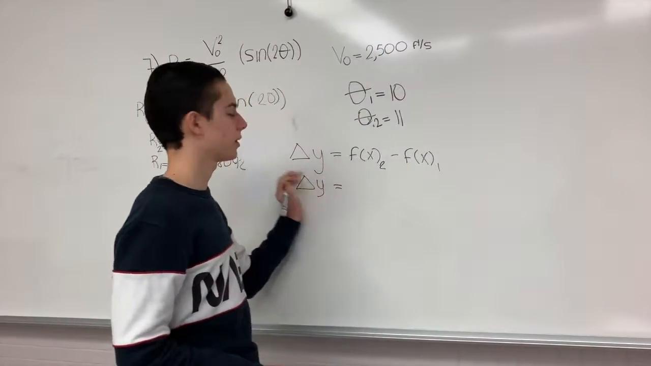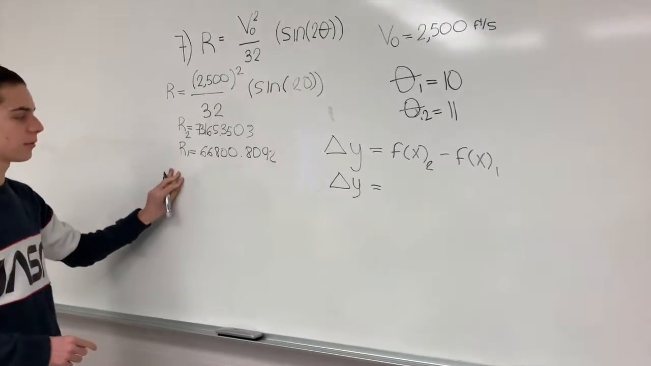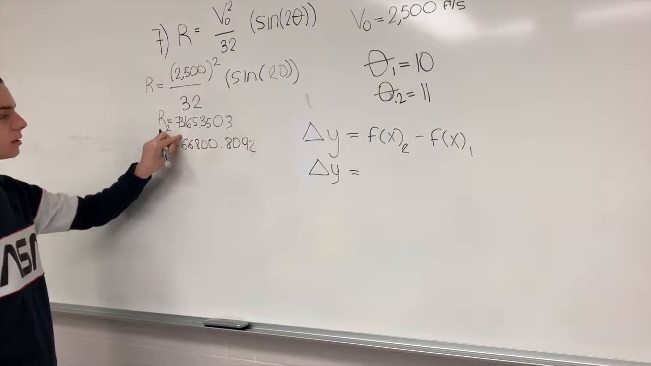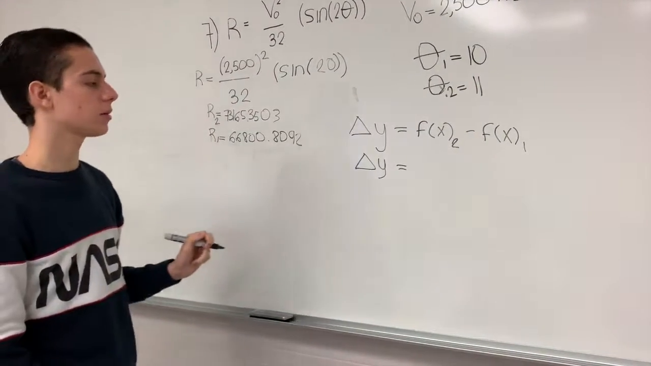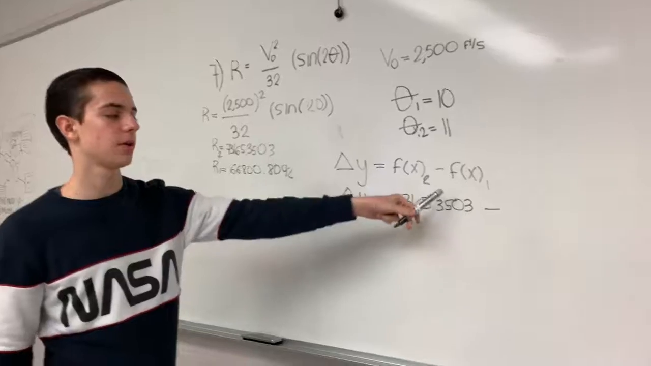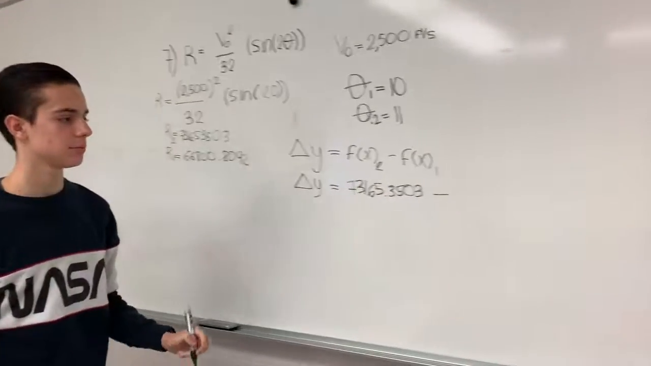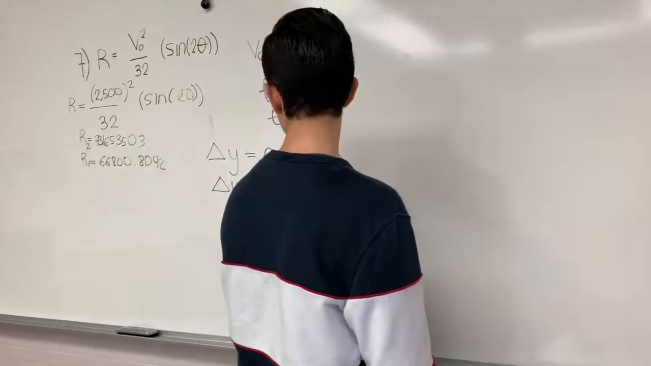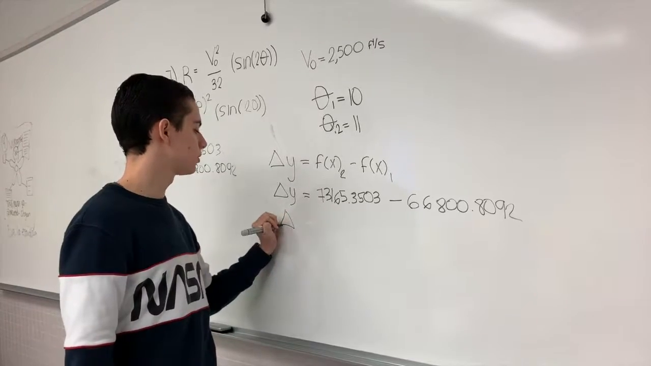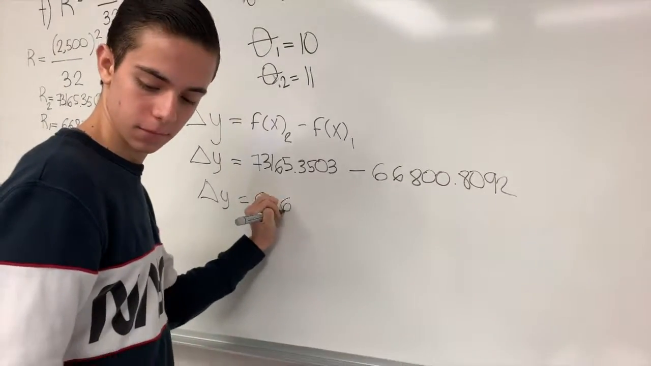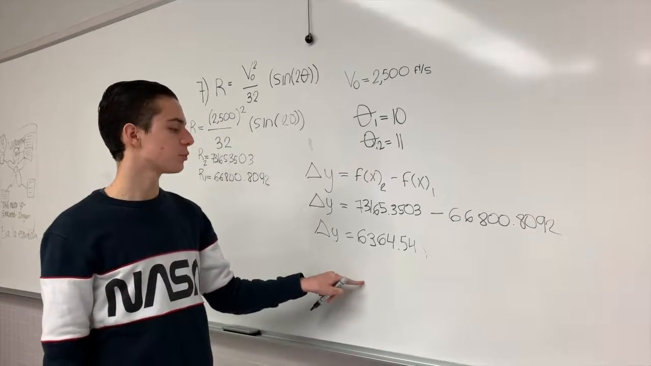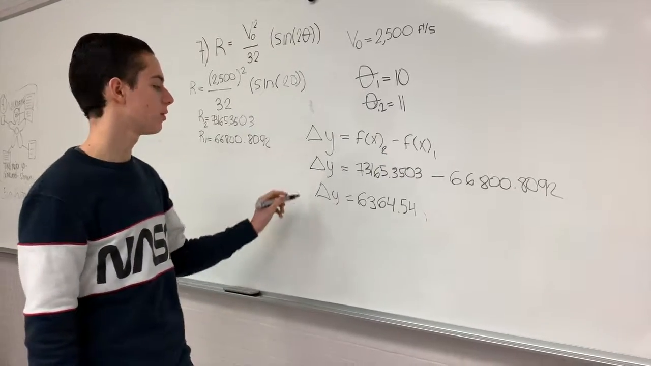It's very important to write the proper notation in this type of problems. So our f of x2 is the first answer that we got by substituting. And then we're going to substitute the f of x1 with this answer. So if we do this subtraction in a calculator, delta y equals 6,364.54.